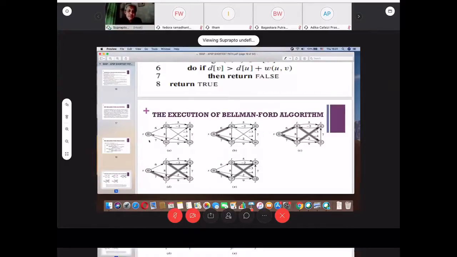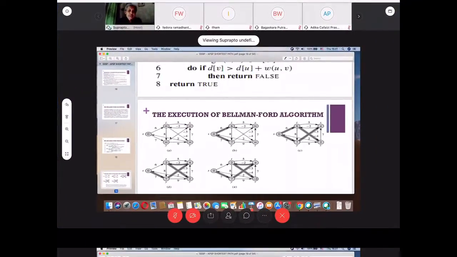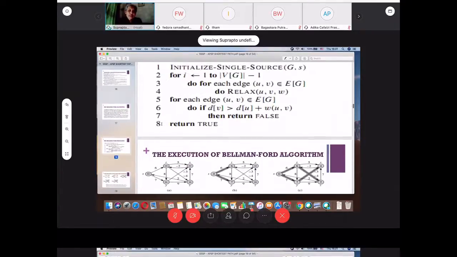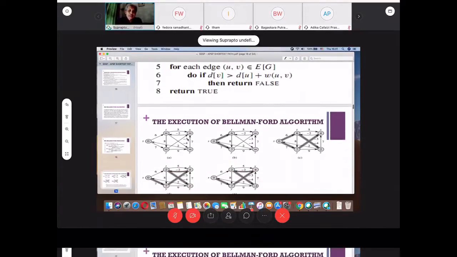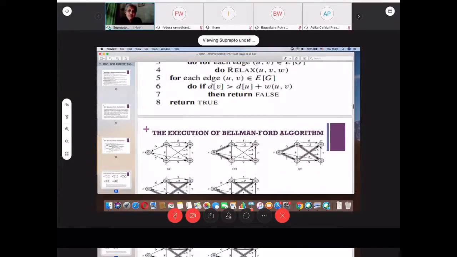This is the initial graph. You see the number in the circle of S is 0 because of this initialization. Initialization, single source, setting the value of the shortest path estimate of S to 0 and infinity for all others, right?